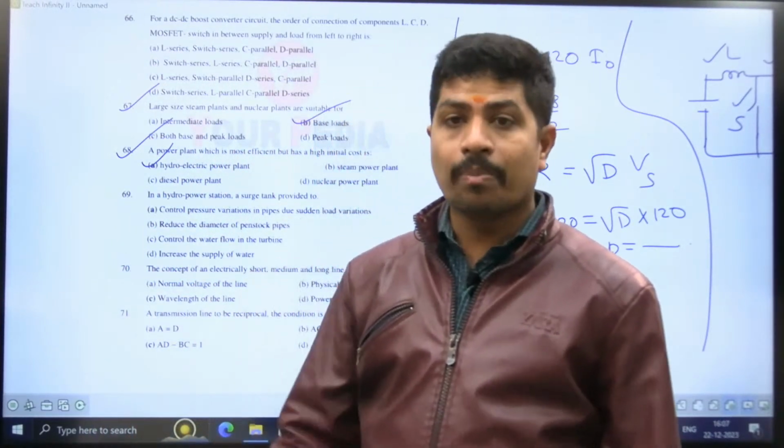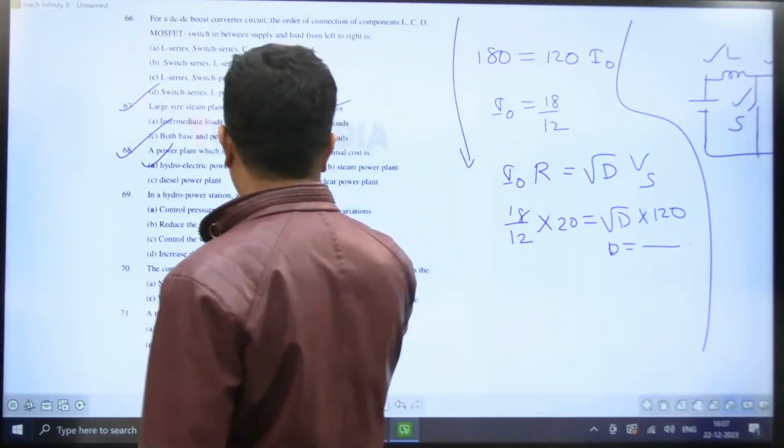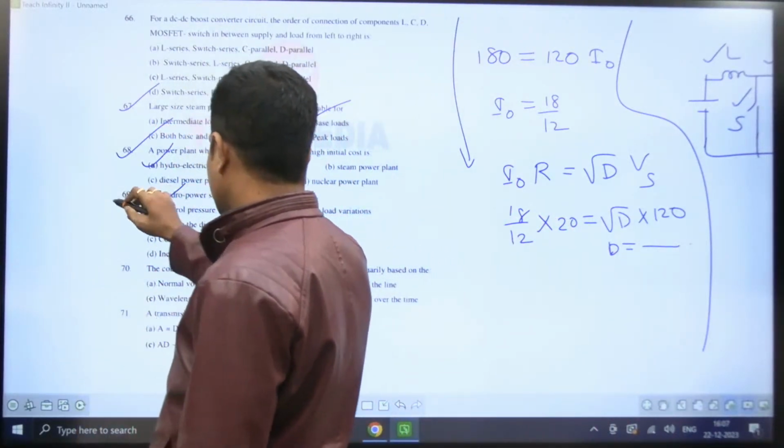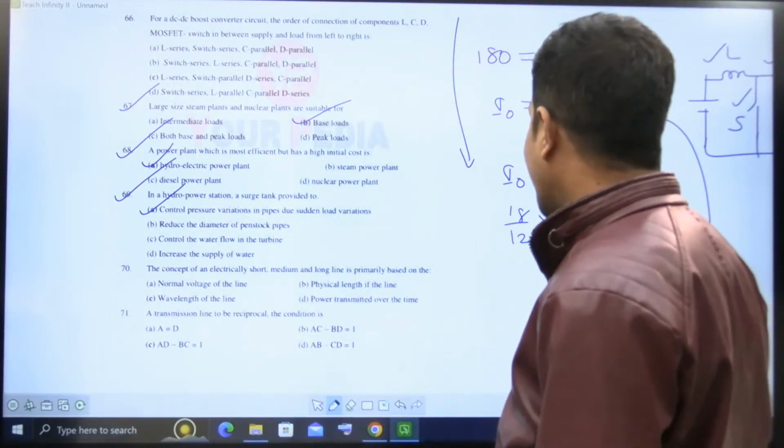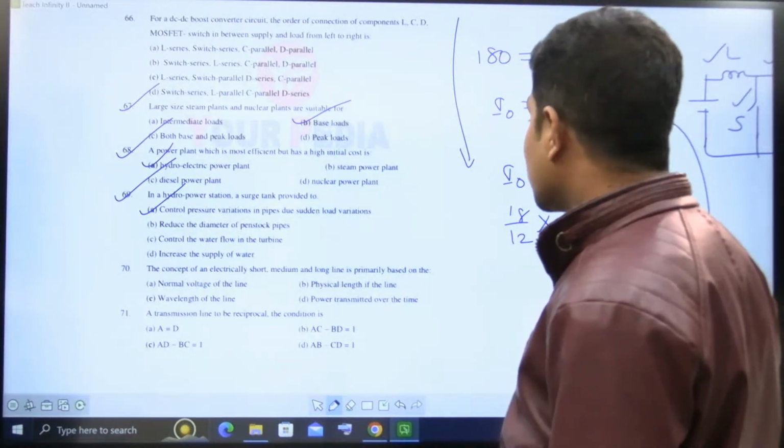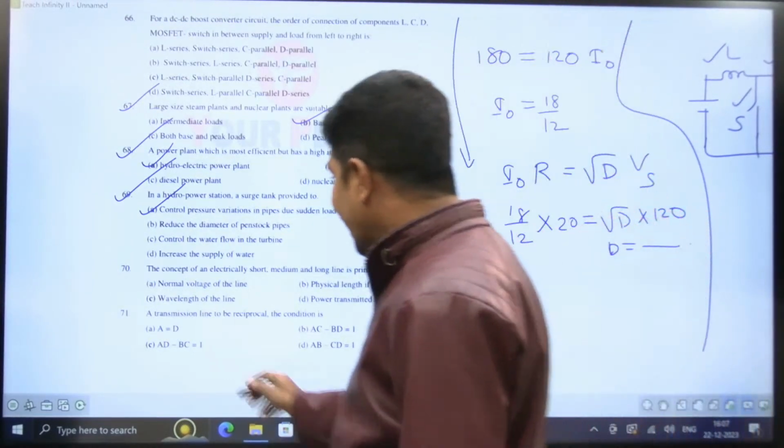Is provided to control the pressure. Control the pressure variations in pipes and the sudden load variations. 69 is A. The concept of an electrically short, medium, and long line is primarily based on wavelength.